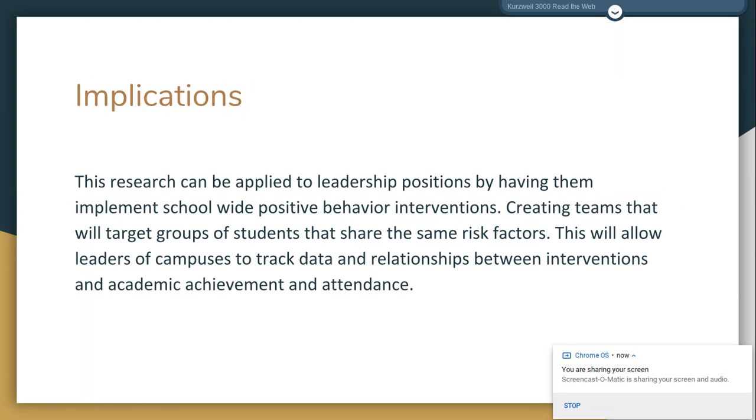Now, some implications that can be done on campuses is taking leadership positions and building teams to target certain risk factors. So, building these teams that will target these certain students with those different risk factors can help decrease the dropout rate and improve academic and attendance achievements.